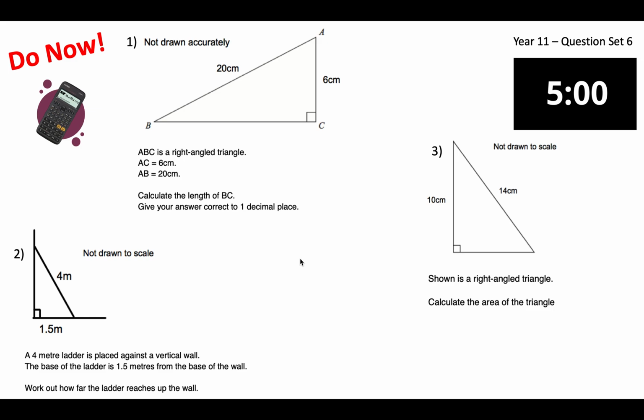Right, do now number 6. Here are some questions for you. You will need a calculator for this, so you might need to go online and get an online calculator if you haven't got a proper one with you, or you could use your phone. If you turn it on sideways, you get a scientific calculator with most of them. Usually you have to have it unlocked to do that.